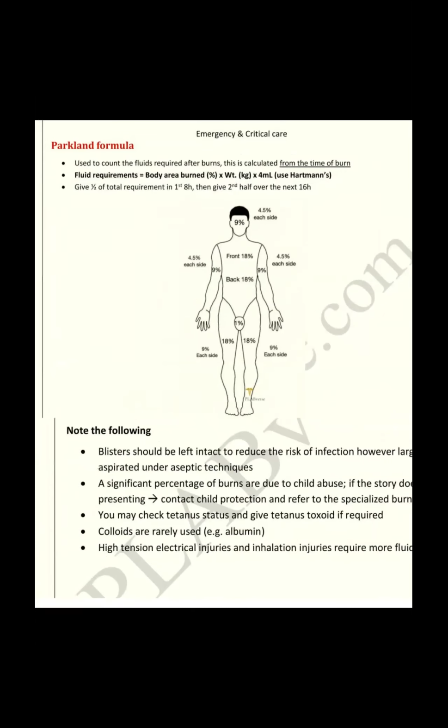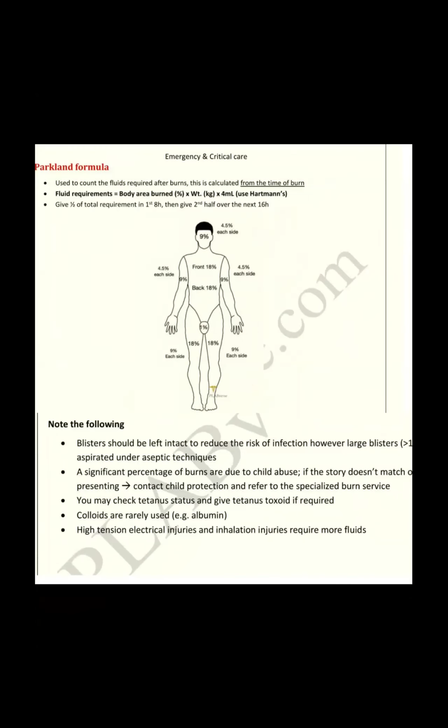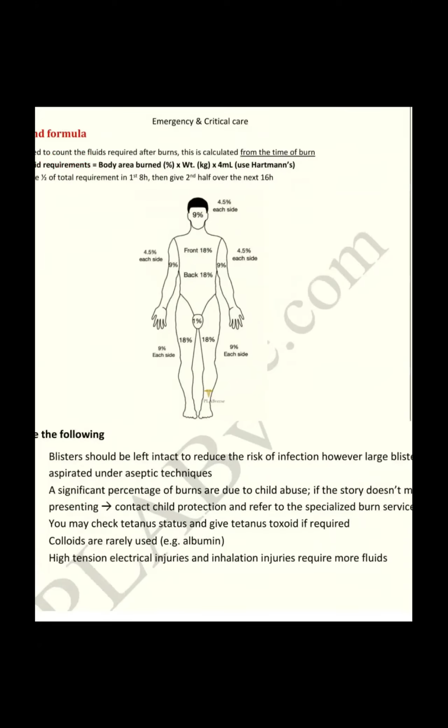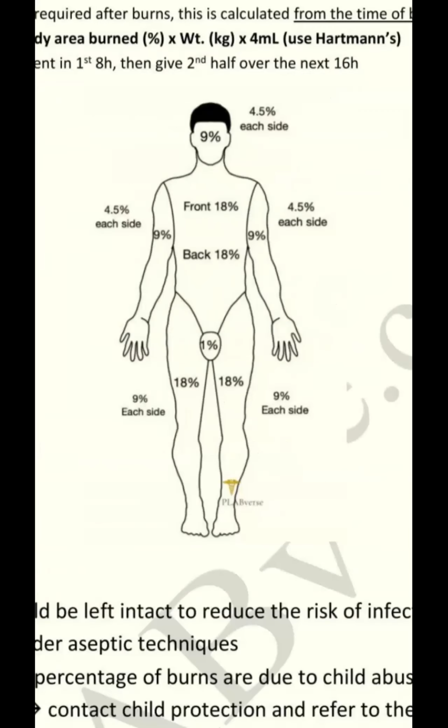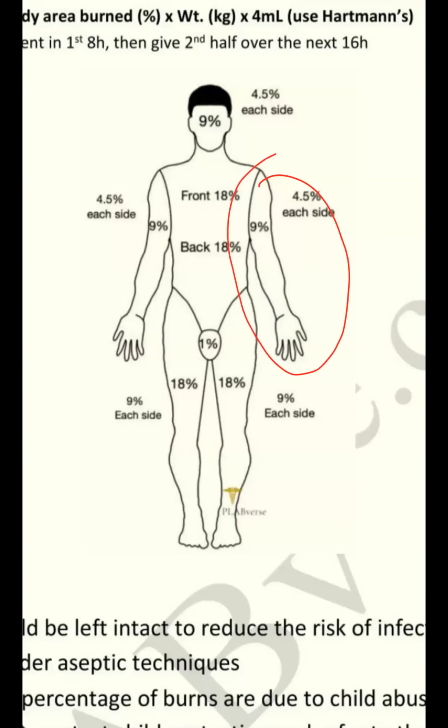Parkland formula is a very important exam question, my DHA candidates and every candidate, because it is frequently asked. They give the percentage of the burn, for example 3%, or you have to remember strongly: the anterior surface of the arm, the frontal part of the chest, or only the head. These are 9%. The anterior surface of the arm is 9%. If they say both arms, 9 plus 9 is 18%.